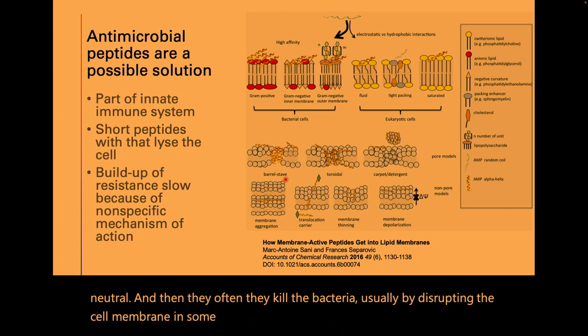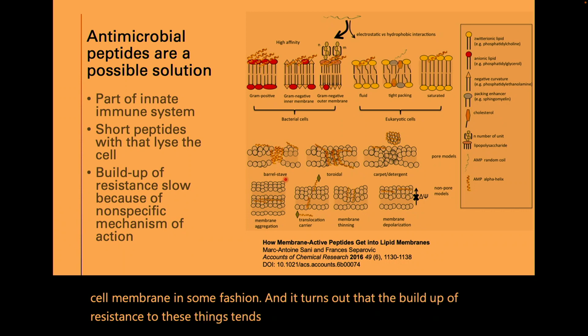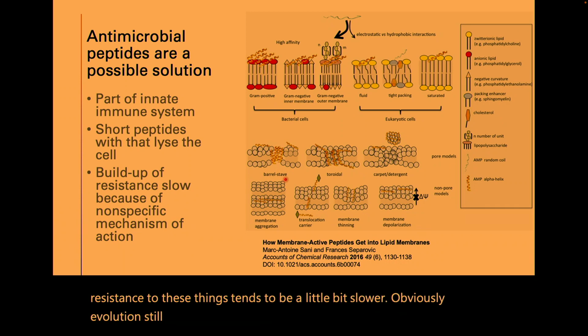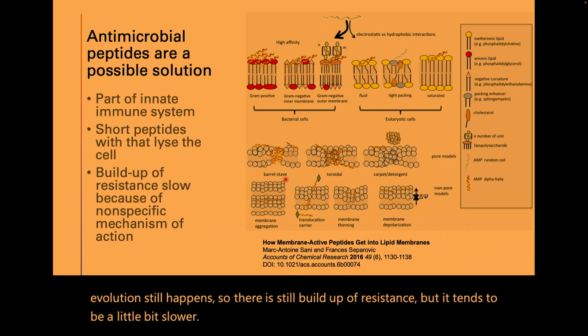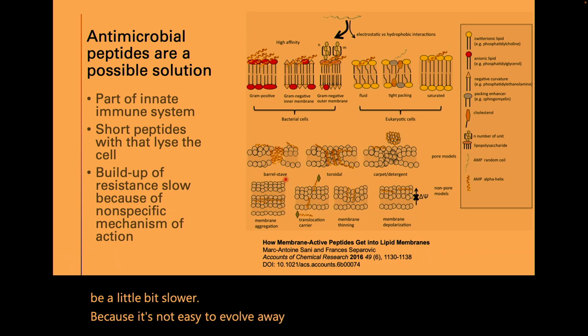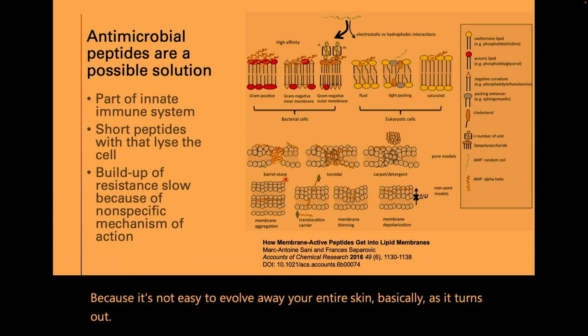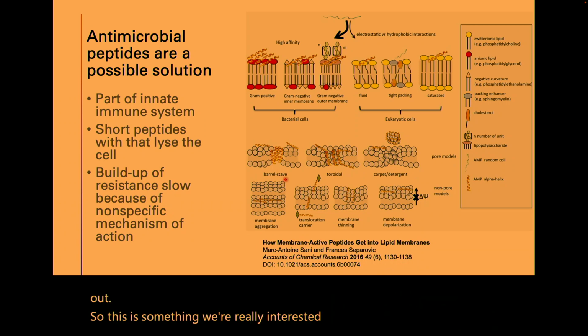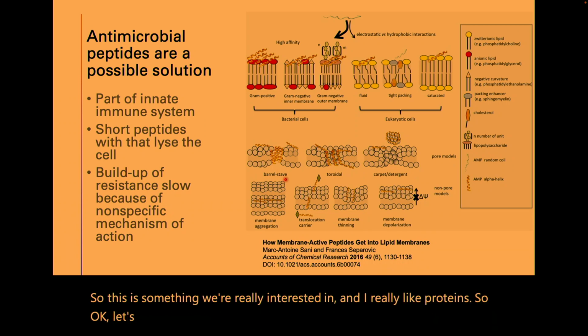And it turns out that the buildup of resistance to these things tends to be a little bit slower. Obviously, evolution still happens, so there is still buildup of resistance, but it tends to be slower because it's not easy to evolve away your entire skin, basically. So this is something we're really interested in, and I really like proteins. So let's look at proteins that are potentially useful.